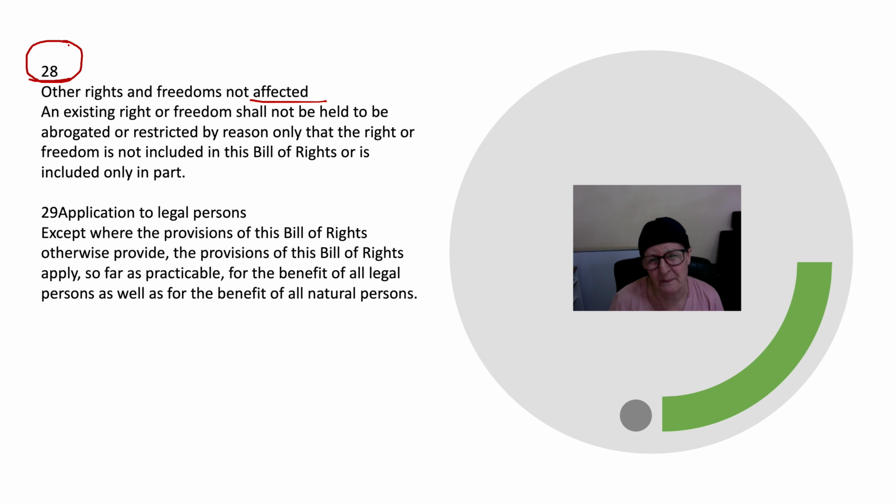Now, they are of the opinion in Parliament that if they don't swear allegiance to the Queen, they don't have to follow these rights. But actually, they still have to, because if they don't, they'll need to leave Parliament, because these rights belong to us. They can't take them. And it says here, an existing right, which is your indubitable right or freedom, shall not be held to be abrogated or restricted by reason only that the right or freedom is not included in this Bill of Rights.